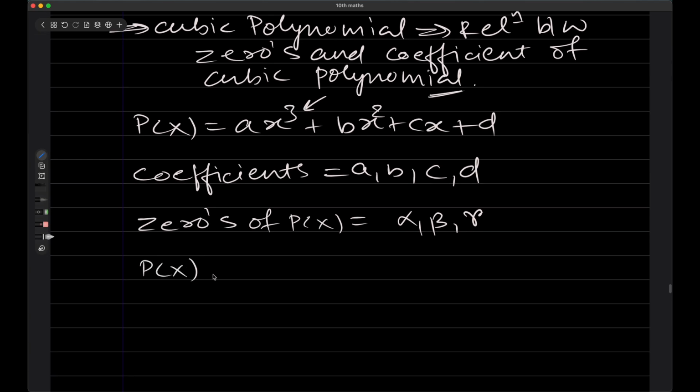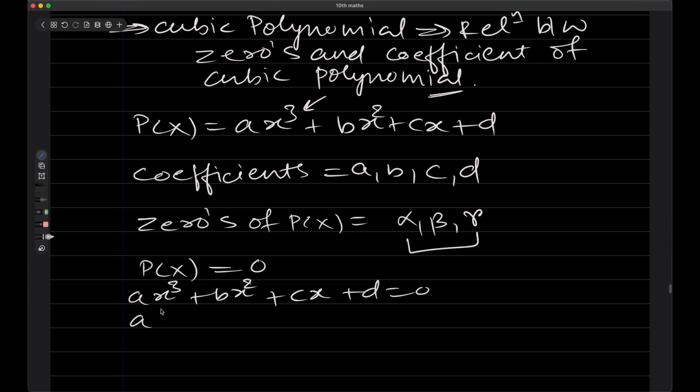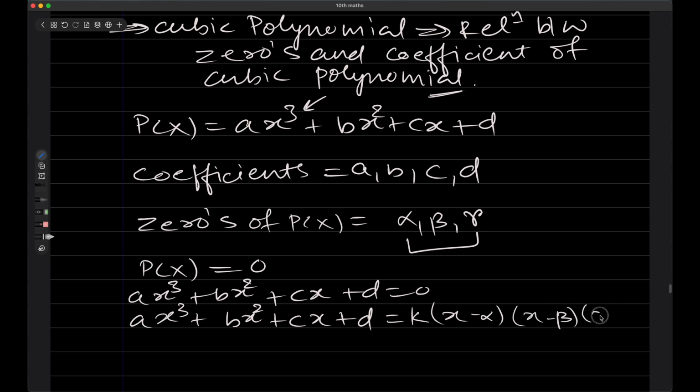We have the equation p of x equals 0, that is ax cube plus bx square plus cx plus d equals 0, and if we put the factors, that is the roots of the cubic polynomial, we will get the comparison ax cube plus bx square plus cx plus d equals k into x minus alpha into x minus beta into x minus gamma, where alpha, beta and gamma are the roots, or we can say zeros of cubic polynomial.